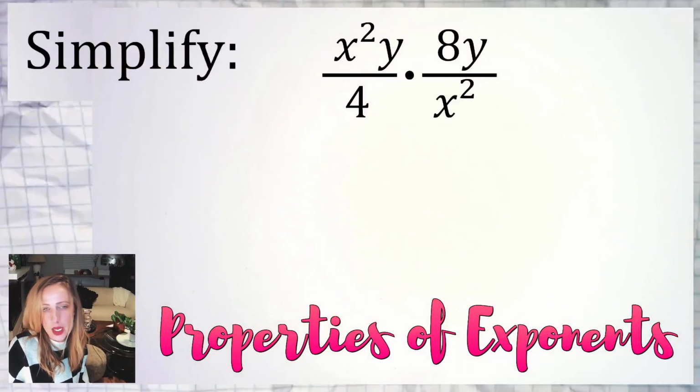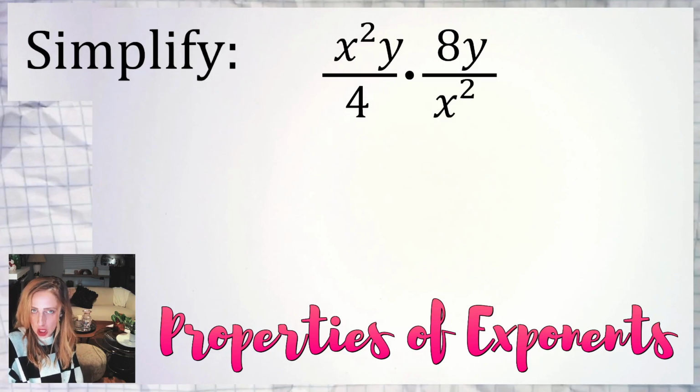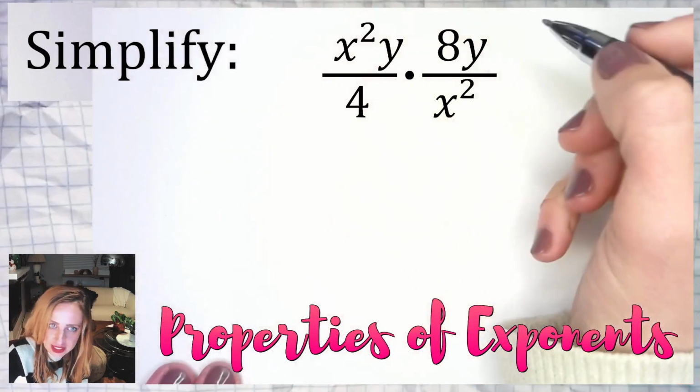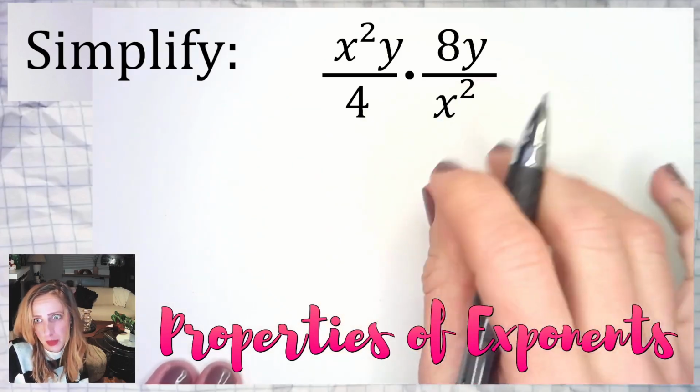Hey guys, in this example, we're going to simplify the product of two fractions, which more or less are focused on requiring us to show that we indeed know the properties of exponents. That was a mouthful, so let's get into it. Simplify and multiply are essentially the same thing.